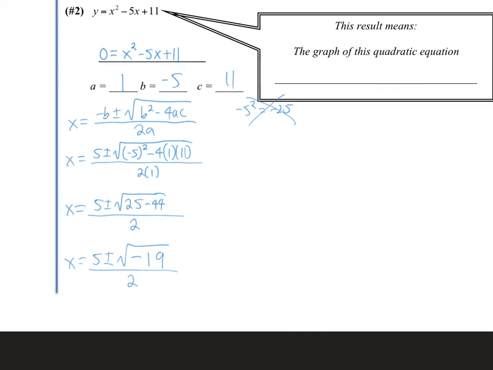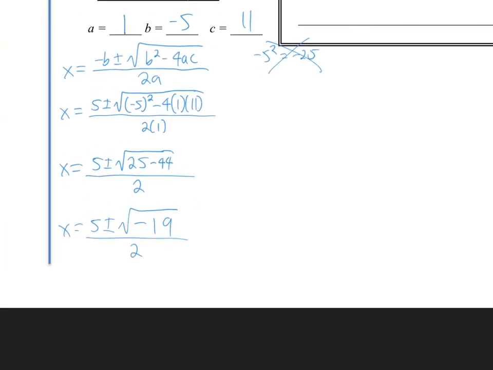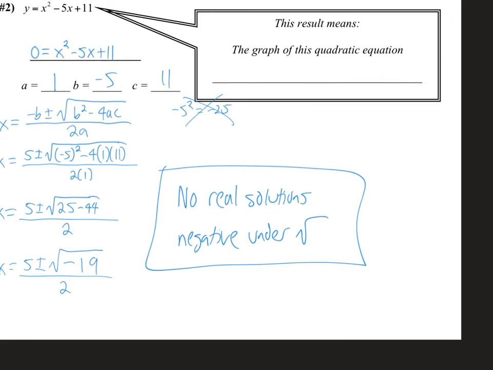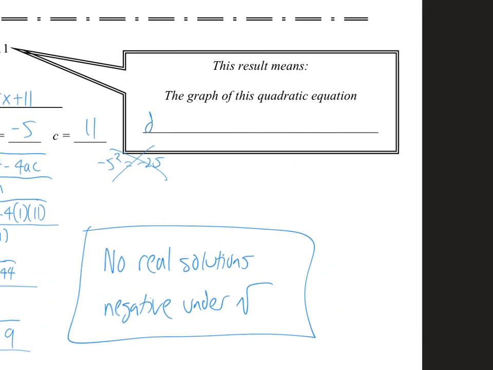We cannot. So what this means is we have no real solutions because we have a negative under a square root. So there's no real solutions because there's a negative under square root, which means the graph, if it doesn't have a solution, it doesn't cross the x-axis. Does not cross the x-axis.